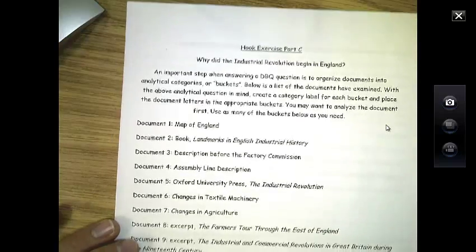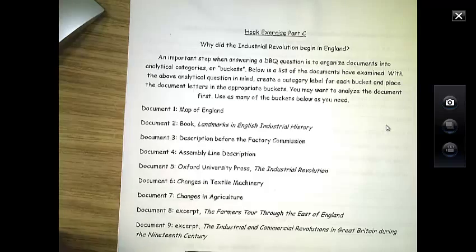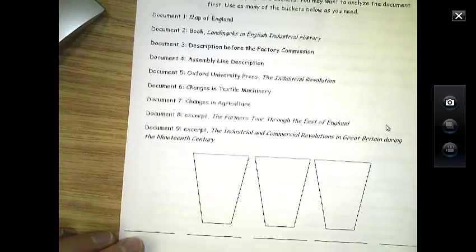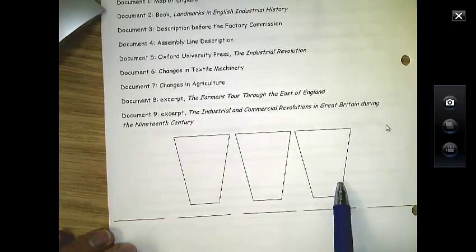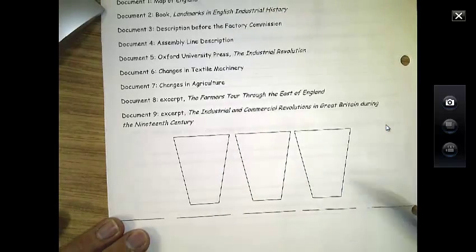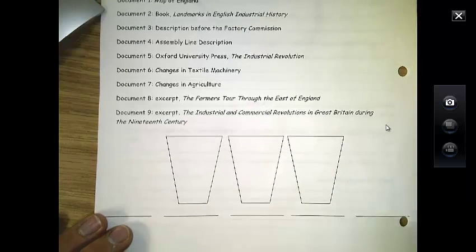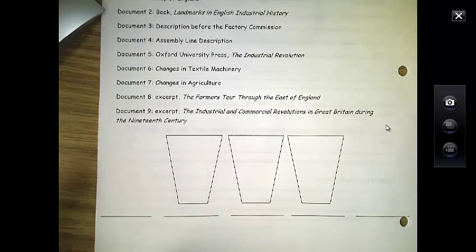Right here you see a list of all 9 documents that we analyzed. And our job is going to be to put them together, categorize them in a way that's going to help us organize our argument. Down here, at the bottom of the page, you see that we have 3 buckets set up. Eventually, all of our documents are going to be placed in one of these 3 buckets. And for the purposes of this DBQ, again, our question is, why did the Industrial Revolution begin in England? We're going to focus on 3 major topics.